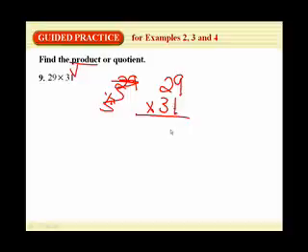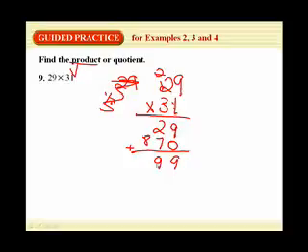1 times 9 is 9. 1 times 2 is 2. Put a placeholder because I got to go to the tens. 3 times 9 is 27, carry the 2. 3 times 2 is 6, plus 2 is 8. And then we take those and we add them. 899. So maybe let's check it with our lattice.